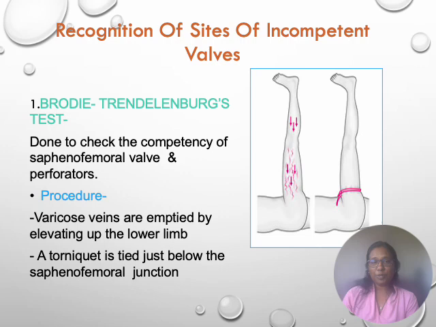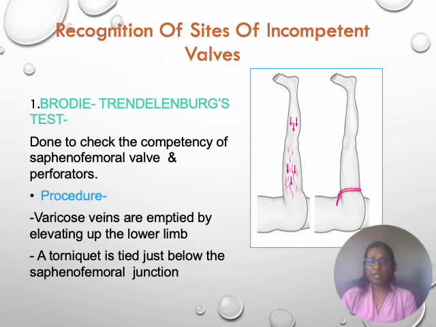So, there are a few tests which we could do at bedside to assess which one is competent and which one is incompetent. There are many tests, but there are two tests which are quite important and easy to do. The first one is Brodie-Trendelenburg's test. The second one is Perthes' test. Trendelenburg's test is usually done to check the competency of valves within the superficial system, the major one, the saphenofemoral valve, and the valves within the perforators.